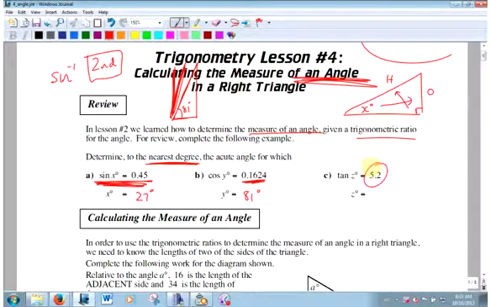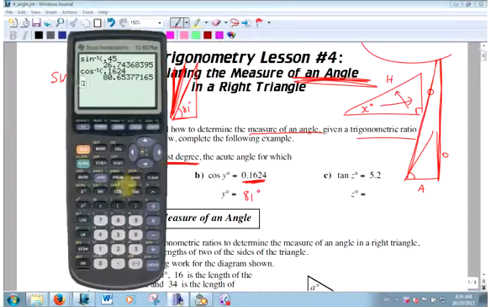10, 5.2. What's tangent? It is opposite over adjacent. If this is 5, that means my opposite is 5 times as big as my adjacent. Does that look like a pretty big angle? Let's find out. Inverse tangent of 5.2, not 5, 79 degrees. That's pretty steep, okay?